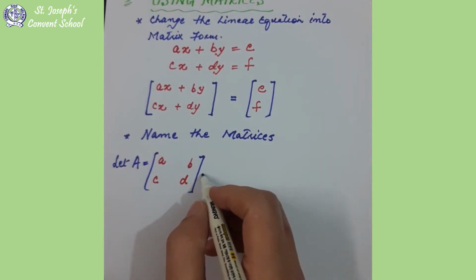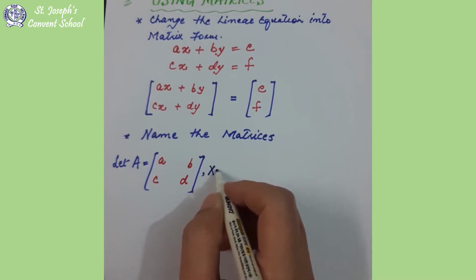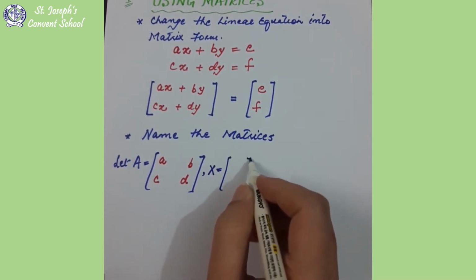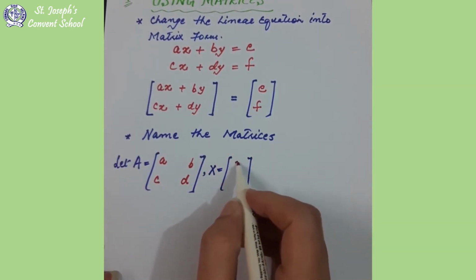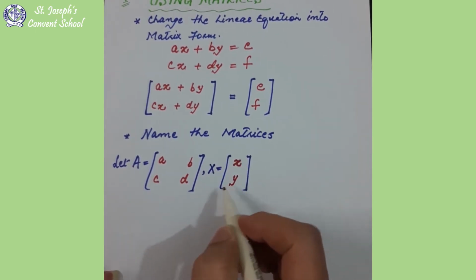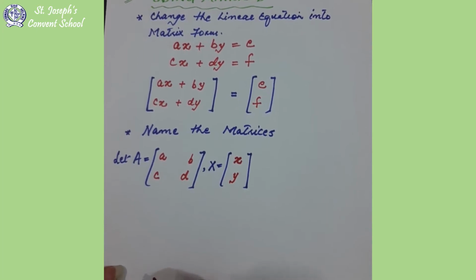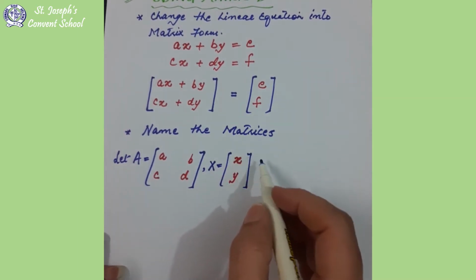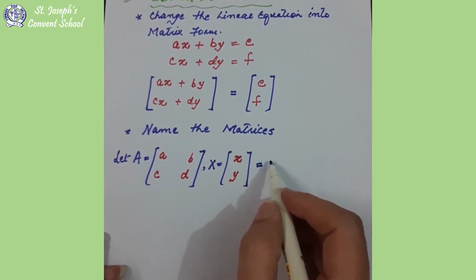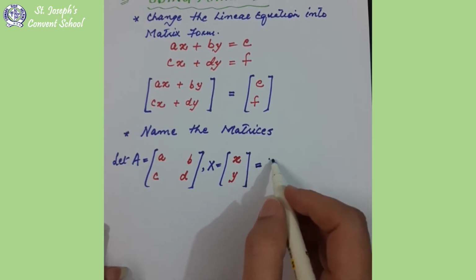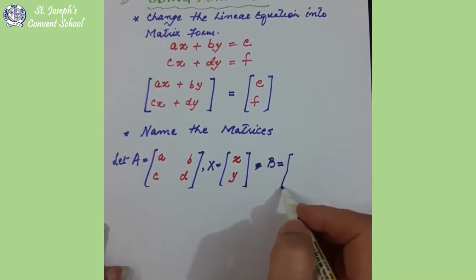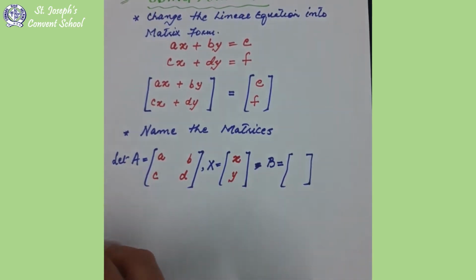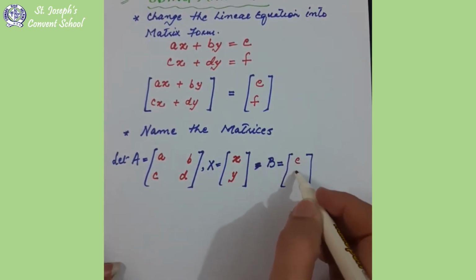Now the second matrix, name it X. In the second matrix we will write the variables. There are two variables, x and y. So you will write them in one column, x and y. And then the constant terms, we'll name the constant matrix B. Constants also you will write in one column, as they are, e and f.